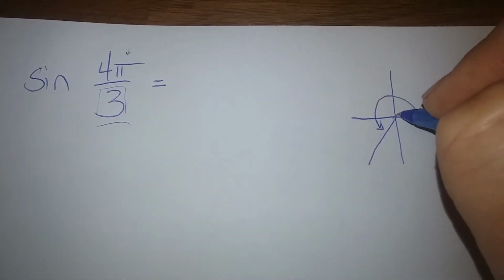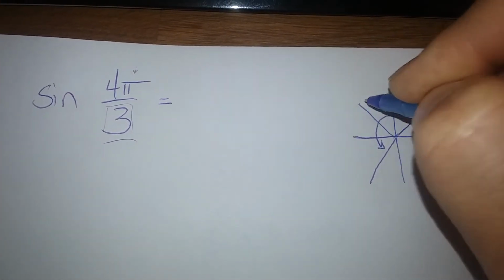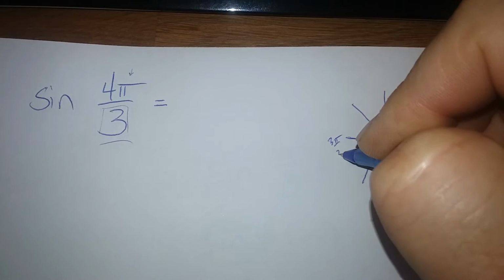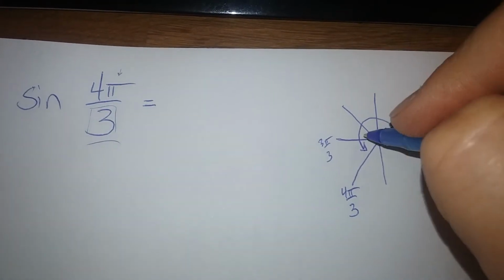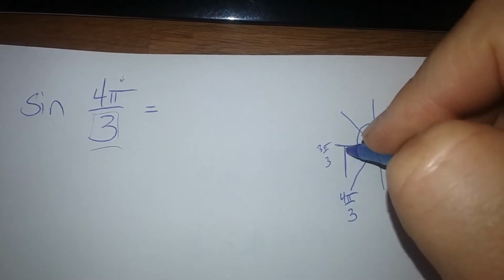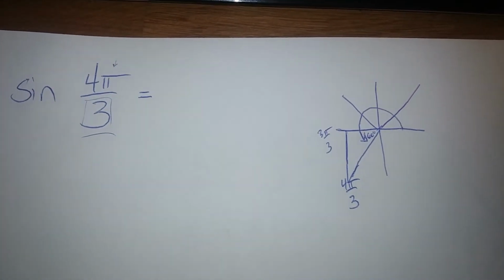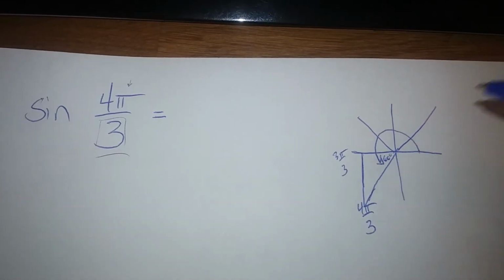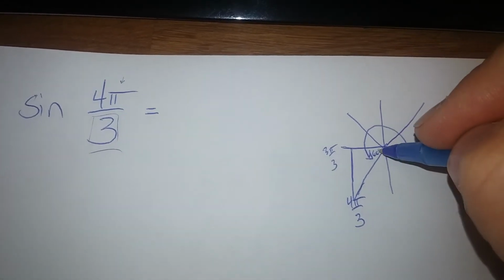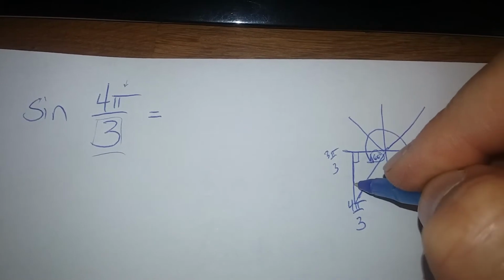So this is pi over 3, 2 pi over 3, 3 pi over 3. So I must be here at 4 pi over 3. That is a 60-degree angle here in my third quadrant. When I say I want the sine, what I'm looking for is the side opposite the 60-degree angle. 60 degrees is a very large angle compared to 30 degrees.